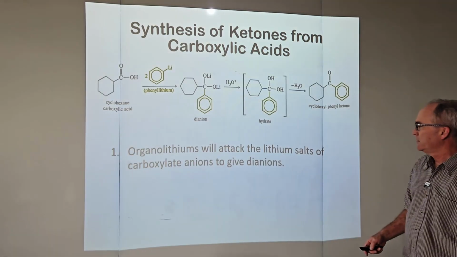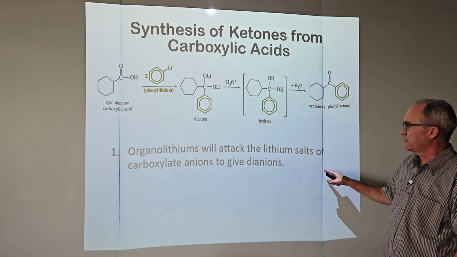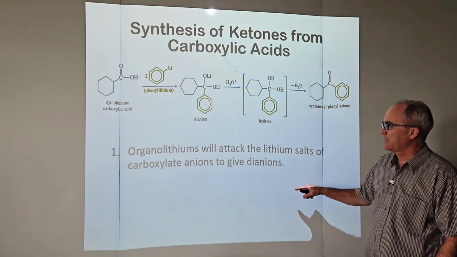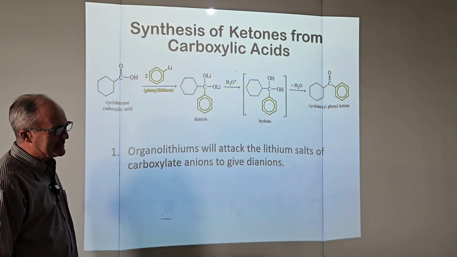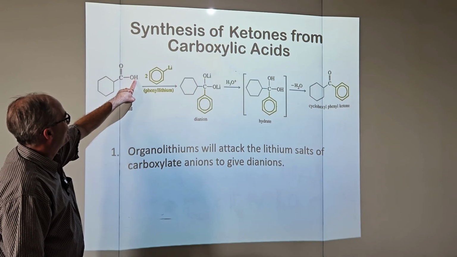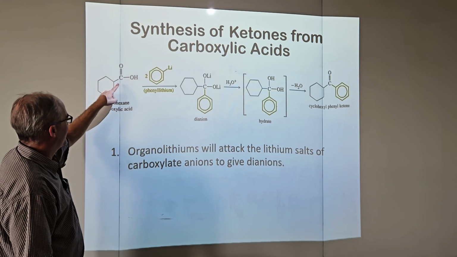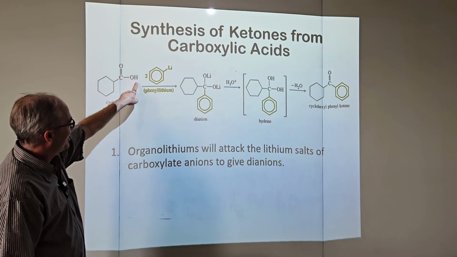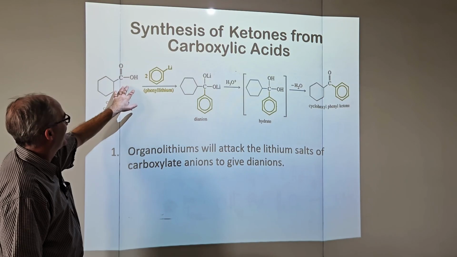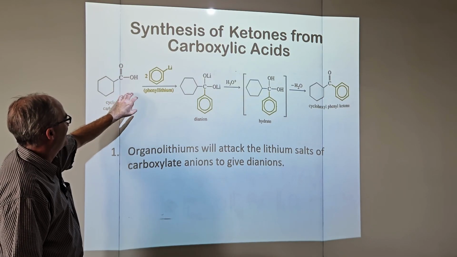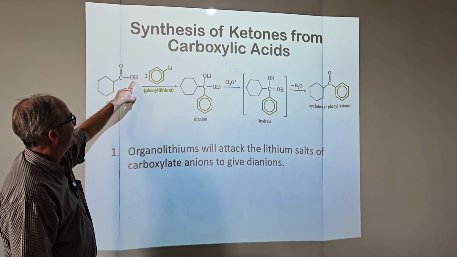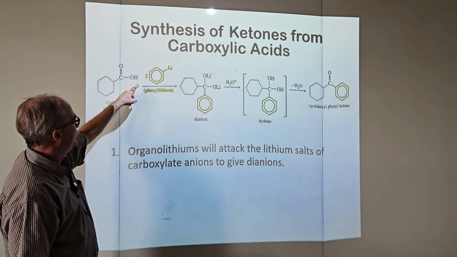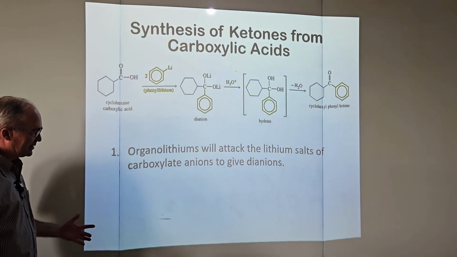Organolithiums will attack the lithium salt of carboxylic acids. The lithium salt. What does that mean? Notice here's a protic proton. This is a carboxylic acid. The first proton just kills this. I imagine if you wanted to do this synthetically and save on your reagent, you might make a salt of the organic acid to begin with.